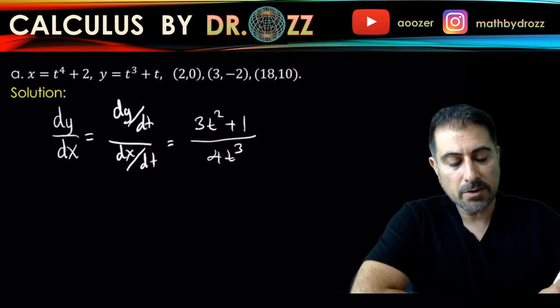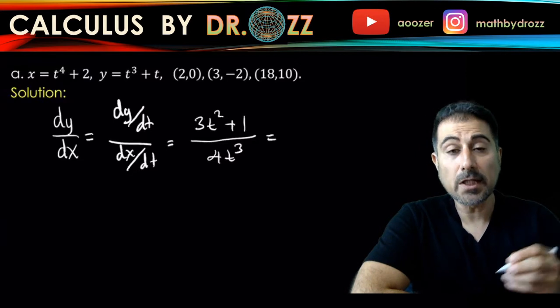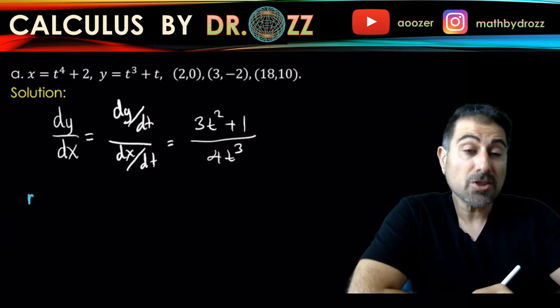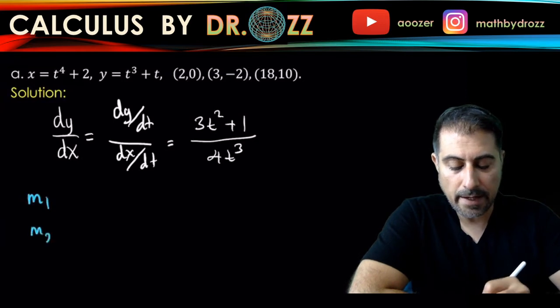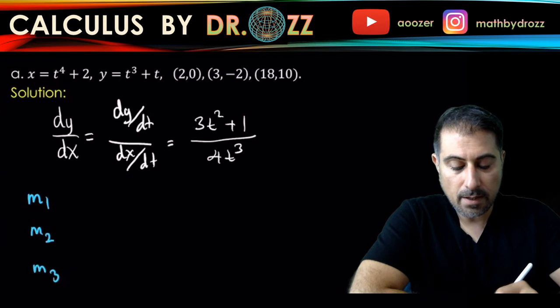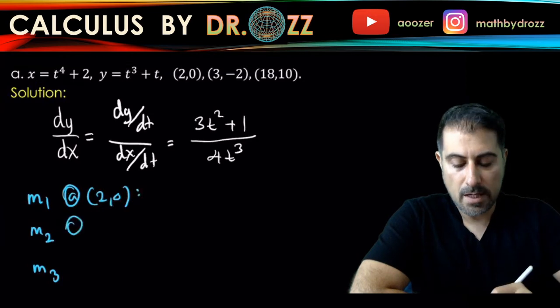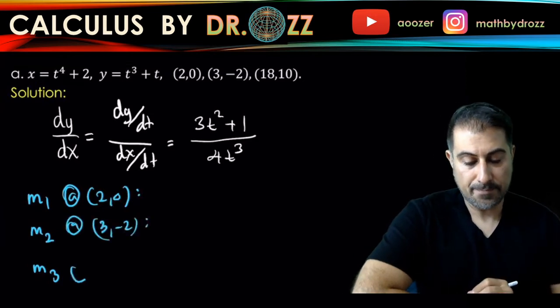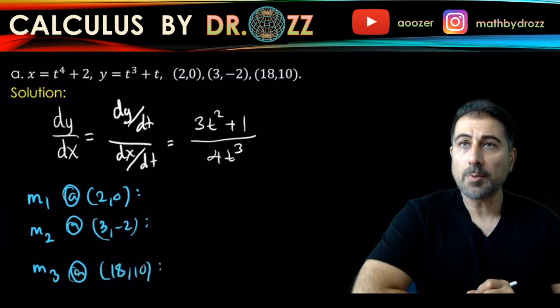Now I'm going to have 3 different slopes, because I have 3 different tangent lines to start with at different points. This is at (2, 0), (3, -2), and (18, 10). In one case, I'm going to plug in 2 and 0.